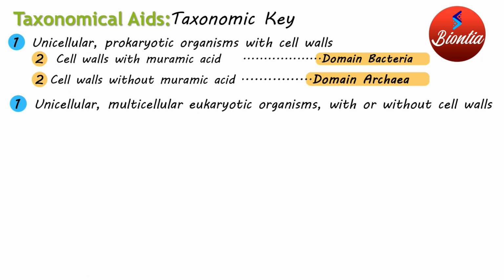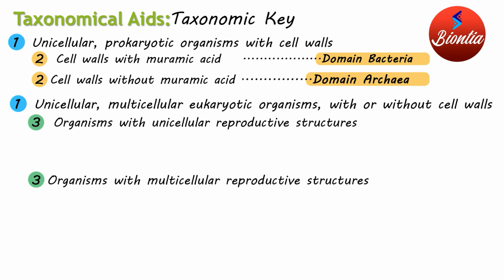Now similarly, if the first statement of couplet 1 is not applicable, and the second statement, that is unicellular or multicellular eukaryotic organism with or without cell wall, is applicable to his specimen, then what will he do? He will select the second one and leave the first one. If this statement applies to his specimen, it will go to the new lead, number 3. That is again a couplet: organism with unicellular reproductive structures, and another one, organism with multicellular reproductive structure.